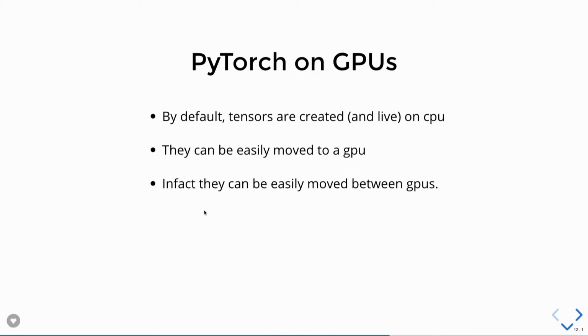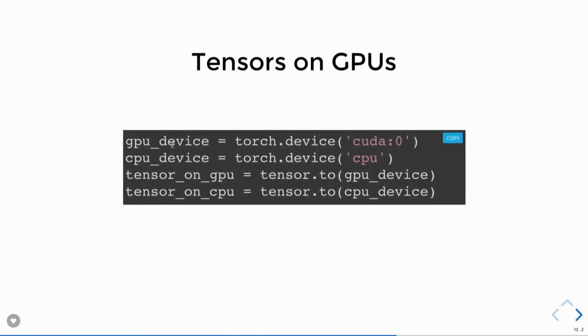It's very, very easy to move data from a CPU to GPU. By default, whatever data you create would be created on a CPU, and then you can just push it on a GPU. In fact, you can push it on multiple GPUs. No one is saying that you have to use just one GPU.